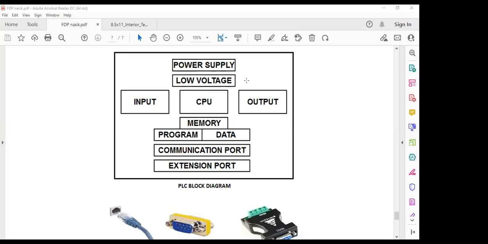Relay will not sense or take or generate high frequency pulses. Okay, one example I shall give you of a high speed input and high speed output signal.